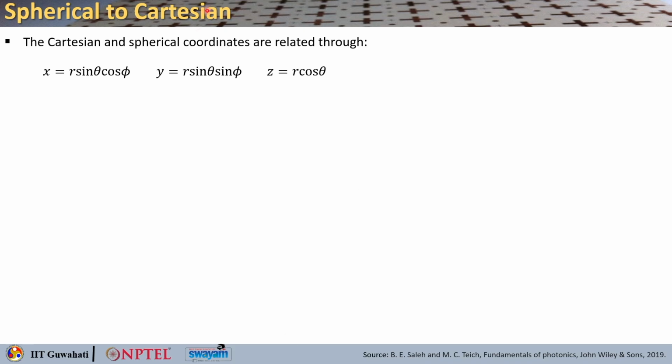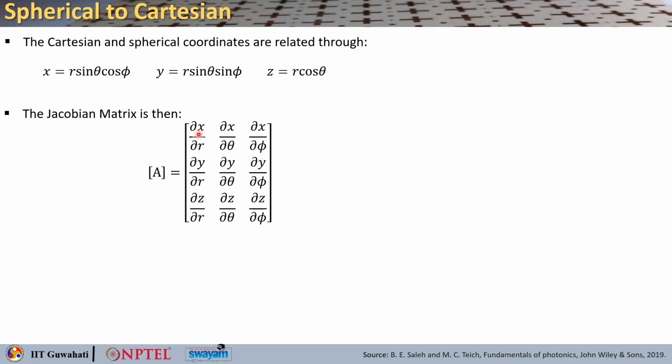Next, we can look into spherical to Cartesian. The Cartesian and spherical coordinates are related like this: x can be written as r sin theta cos phi, y equals r sin theta sin phi, and z equals r cos theta. Just for a quick recap, theta is the polar angle and phi is the azimuthal angle on the xy plane. Once you know that, you can calculate the Jacobian matrix A. This is a 3 by 3 matrix.